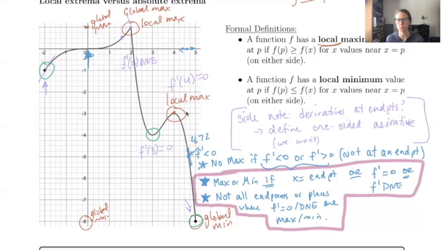Okay, so there's the two big things we're going to be building here. We only have maxes and mins if we're at an endpoint or we have 0 slope or undefined slope. But just because we have endpoints or 0 slopes or undefined slopes, that's not enough to guarantee we have a max or min. So how is this actually helpful? Take a look at this graph.